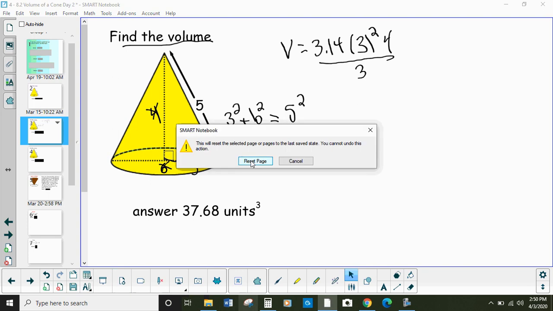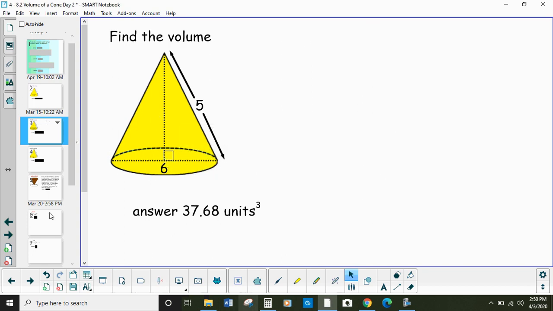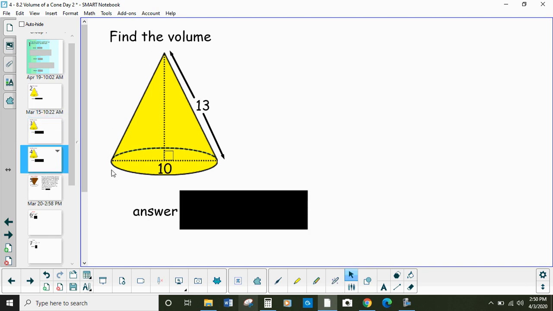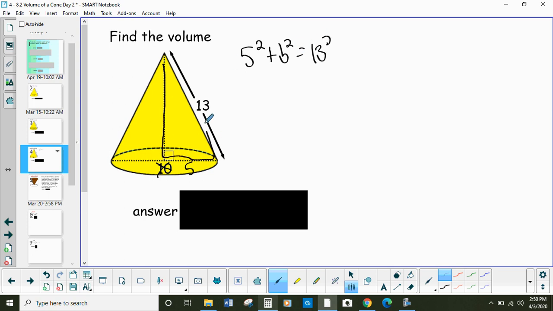All right, if you got it right, let's move on to the next one. If you didn't, pause it. Do it again until you get it right on your own. Pause the video, try this problem. So it looks like this is 10 all the way across, so it's a radius of 5. We're going to go 5 squared plus b squared equals c squared, right? The Pythagorean theorem for this triangle.